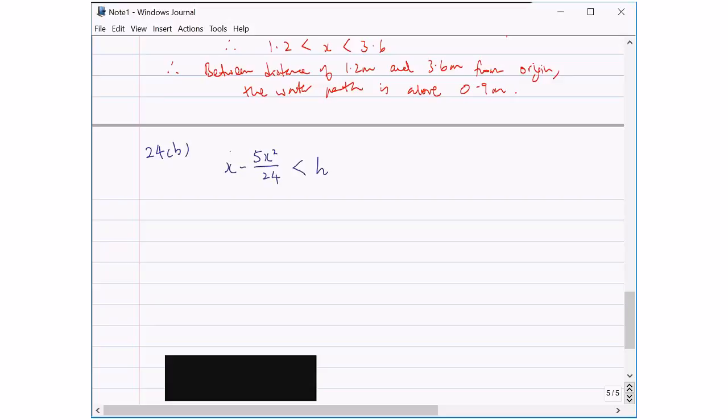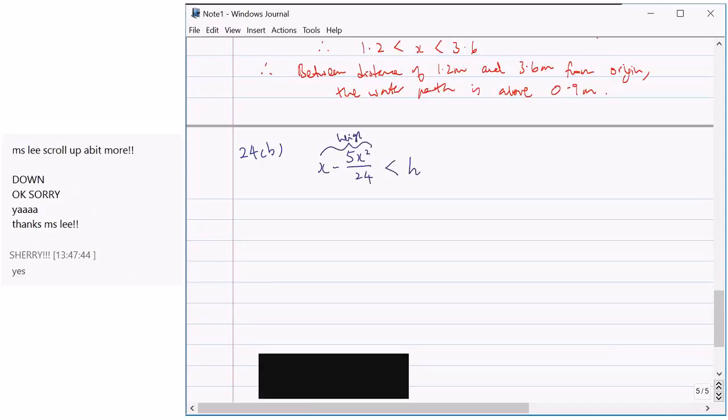You want the water height to be always below h, so always less than a particular value of h. Okay, h is a number, just that you don't know what h is, but h is a constant. So we do as before. Remember, I always like to keep my x squared positive, so I'm going to shift everything to the left hand side.